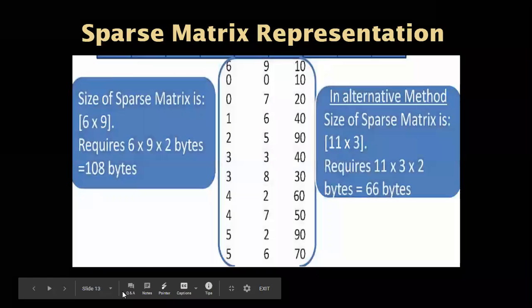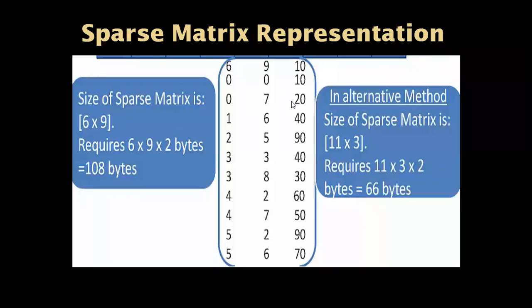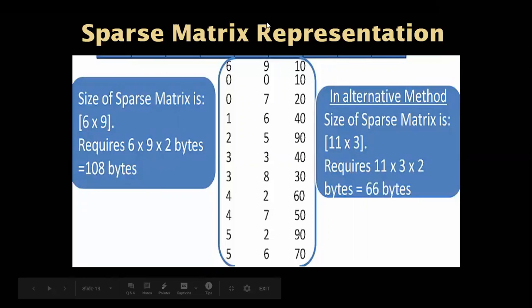Just concentrate on these two differences. We are using this alternative method for representation of a sparse matrix. Previously, with the zero elements, it required 108 bytes, but when we use this alternative method, the size of the sparse matrix is only 66 bytes. So its execution should be faster as compared to the previous one. And always remember that there is a first row. This is a sparse matrix representation.